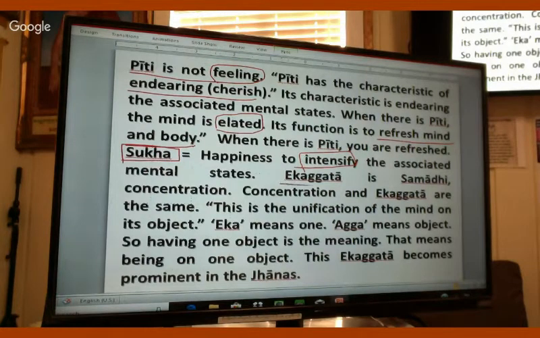And then another jhana factor is ekagata, isn't it? Ekagata, we call by another name, samadhi. That means concentration, very powerful. Concentration is the English translation we use many times, and ekagata and concentration may have the same meaning. But in Pali, eka means one, and agga means object. So ekagata means the situation of staying on one object. Samadhi means unification of the mind on its object.